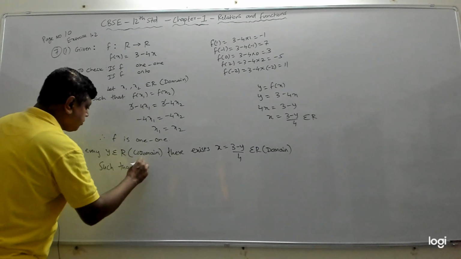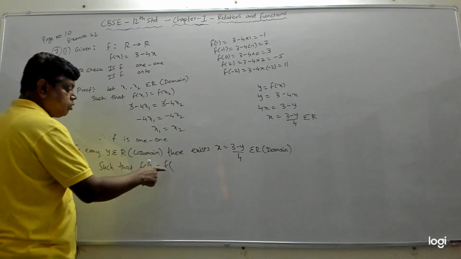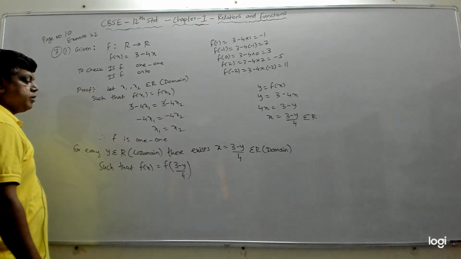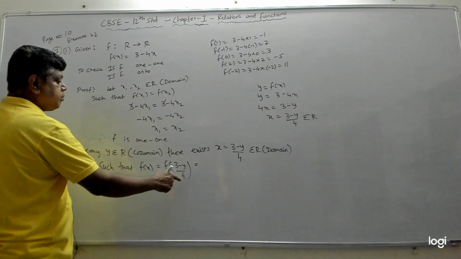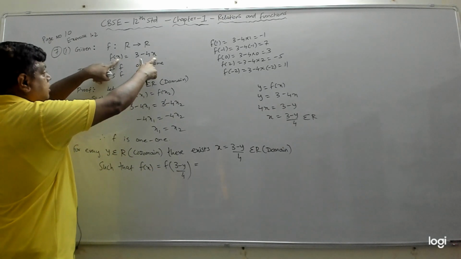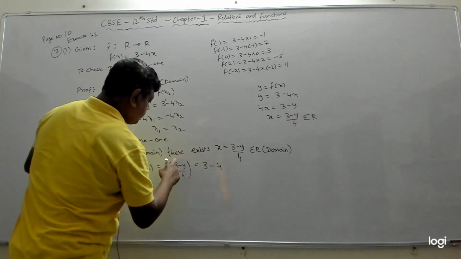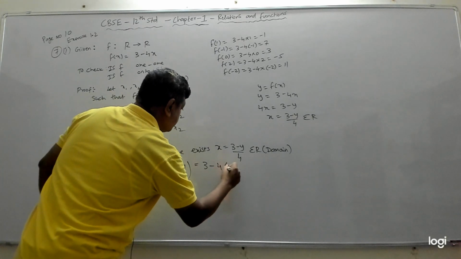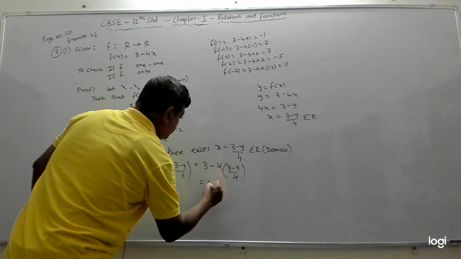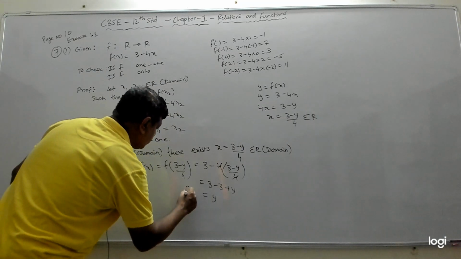now we have to find what is f of x. f of x is equal to f of (3 minus y)/4. And what is f of (3 minus y)/4? Use the function definition: f of x is 3 minus 4x. So f of this will be 3 minus 4 into whatever is your x, which is (3 minus y)/4. Now 4 will get cancelled. You will get 3 minus 3 plus y. That will become y. So you got f of x is equal to y.